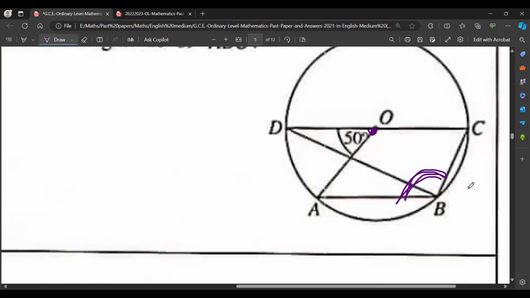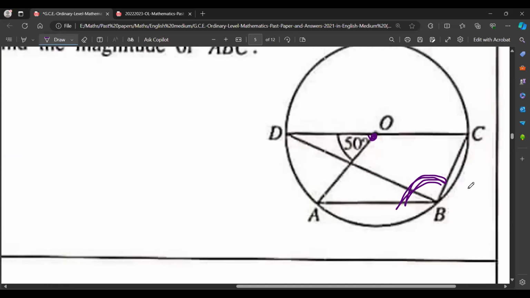This whole part, okay? They are asking ABC. First of all, can you see? This is the sector. According to this sector, this one should be the angle on the center. If this is the angle at the center, then the angle at the circumference should be half of that one. So if this one is 50, this one should be 25.